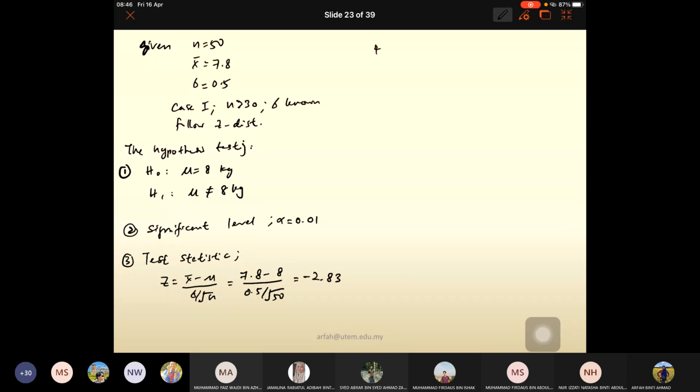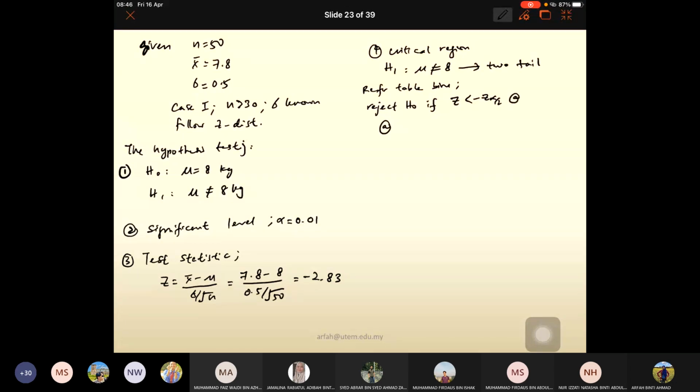So, step keempat, tengok dia punya critical region. Sini awak ada H1 mu does not equal to 8. So ianya akan jadi two-tail. Okay. So tengok refer table biru. So you akan dapat reject H null if Z less than negative Z alpha per 2 atau Z greater than Z alpha per 2. Okay. So this is your rejection region.